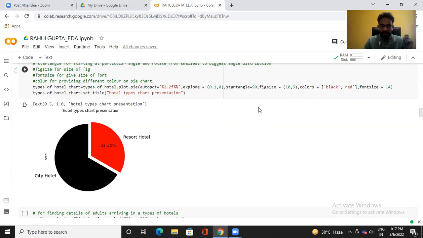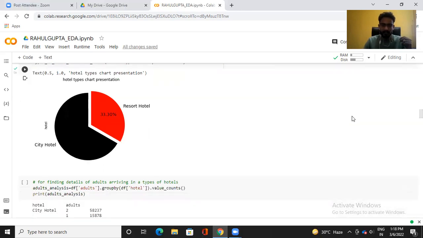Then I used figure size to set the size of the figure, and colors. We may use different colors, but I used black and red. Autopct is used for showing different percentages. Then I used font size, and we may also use different types of font size.